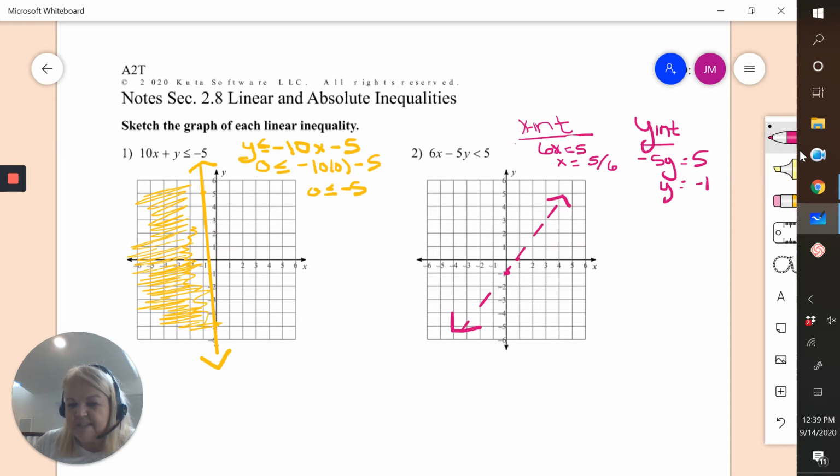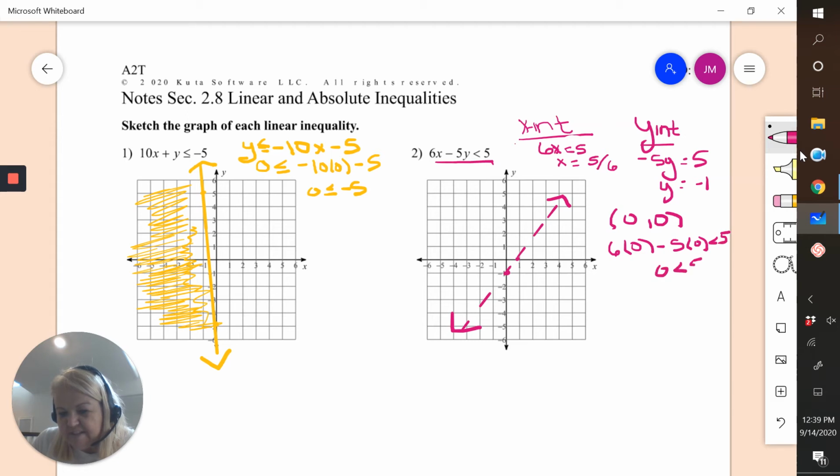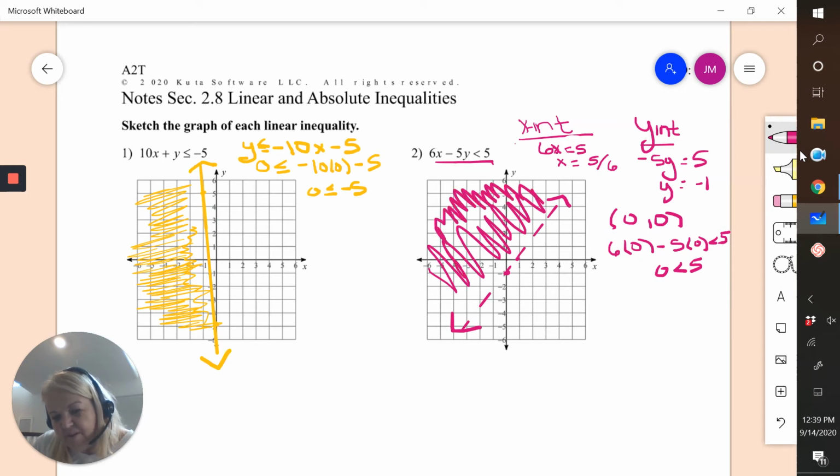Okay, now we need to pick a test point. Again, I'm going to do 0, 0. I'm going to test 0, 0, and I'm going to put it back in my original equation. So is 6 times 0 minus 5 times 0 less than 5? So is 0 less than 5? Yes, 0 is less than 5. So this time I got a true statement. So I shade the side of the line that includes 0, 0. And that means all the points on this side of the line, not the points on the line because it's a dashed line, but all the points on this side of the line are solutions to that equation.